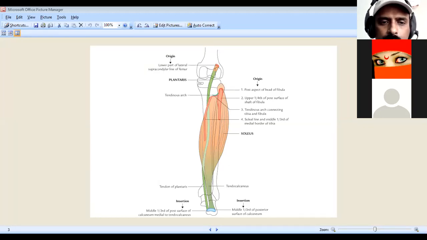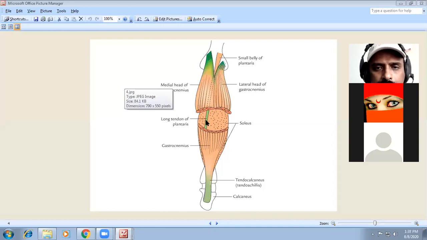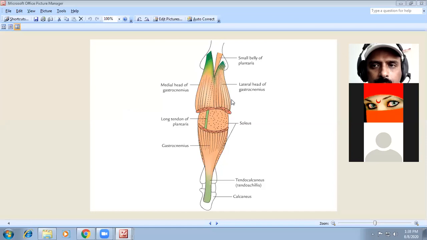Next comes what you also have to know. Here is the cut section of the tendocalcaneus, plantaris muscle. Here we have the medial and lateral heads of gastrocnemius. Then you have the tendocalcaneus. What is tendoachilles, tendocalcaneus? I have told this many times.